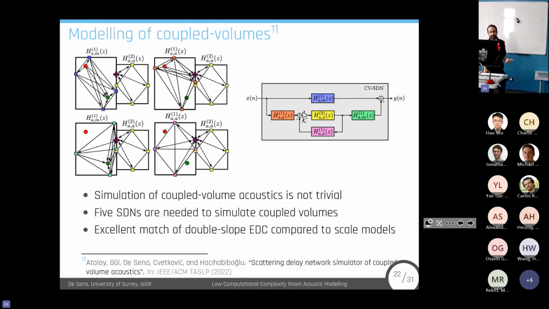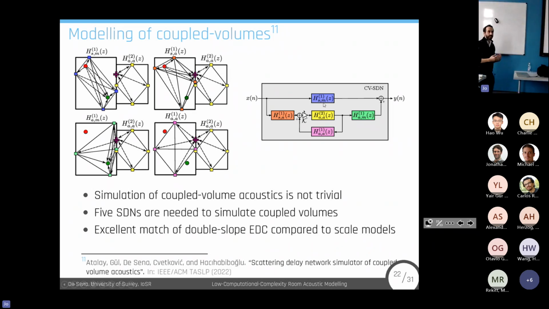So we've also extended this model to multiple, coupled volumes; a student from Hussein's group at METU did this. It wasn't as simple as having two SDNs, unfortunately. I'm not going to go into the detail, but essentially you need 5 SDNs to get the energy decay behavior right. So you need a straight SDN for the room that you're physically in. I can't remember which one it is. I think this one, right?